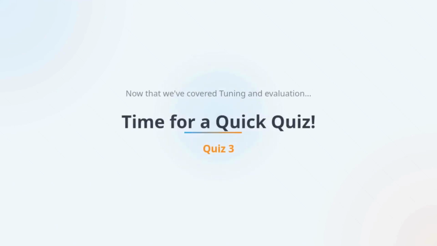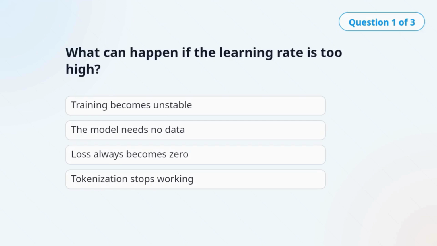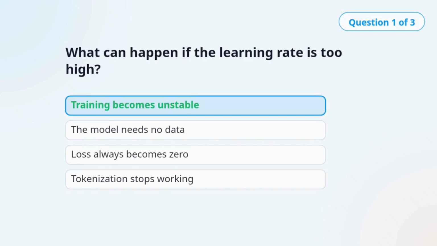Now that we've covered tuning and evaluation, let's test what we've learned so far. Here's quiz number 3. See if you can get it right. Question 1. What can happen if the learning rate is too high? The correct answer is training becomes unstable. A very high learning rate can cause large, erratic updates and prevent the model from converging properly.